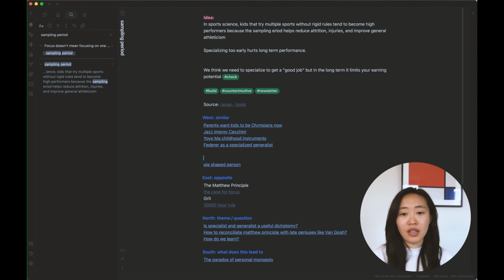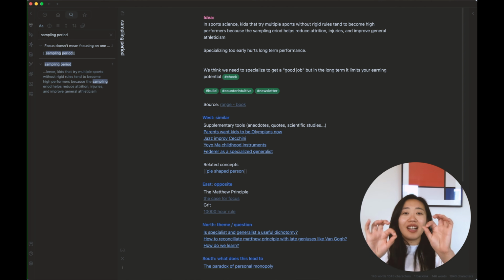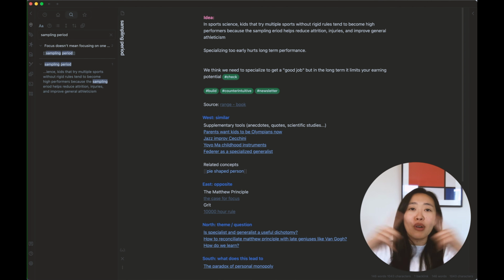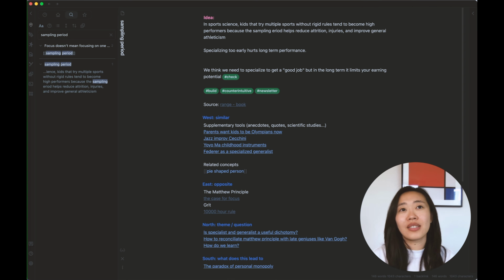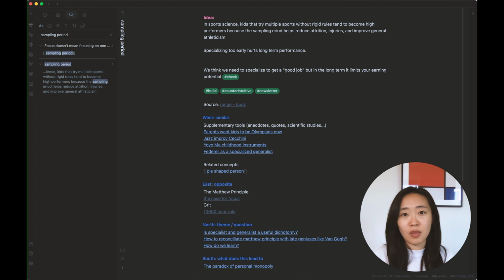And so for me, one that came to mind was the pie-shaped person, right? We've heard, or the T-shaped person, whatever. It's people who have breadth but also have a depth. And this is directly related to sampling period. And this takes this idea that's specific in sports and applies it to all sorts of other disciplines, right? At work, you know, in design, in creativity, we want to think about this as well.